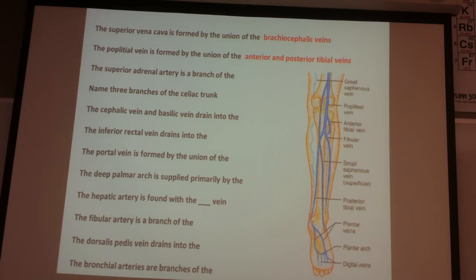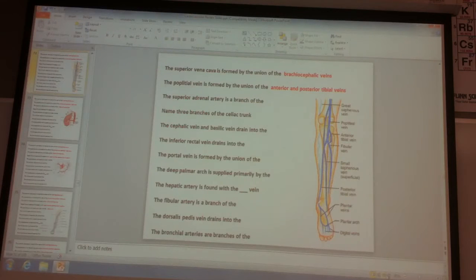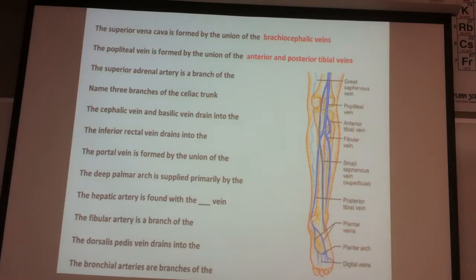None of my changes here. I misspelled popliteal. You still would have got credit. It's only one letter. Thank you.